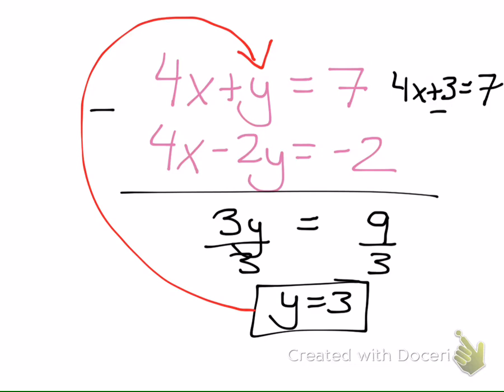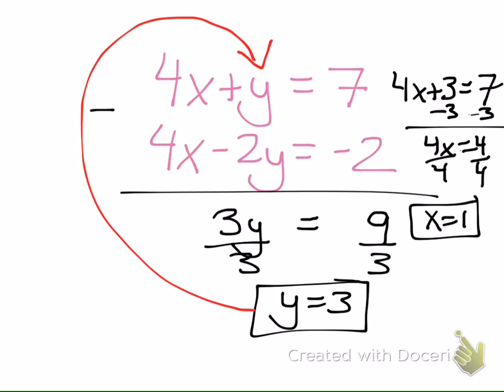Undo the addition first. Subtract from both sides. 4x equals 4. Divide both sides by 4. And x is 1. So my solution is x is 1, y is 3. Because if you were to graph these, that's where they'd cross. 1, 3, right? You could have also done it by substitution.